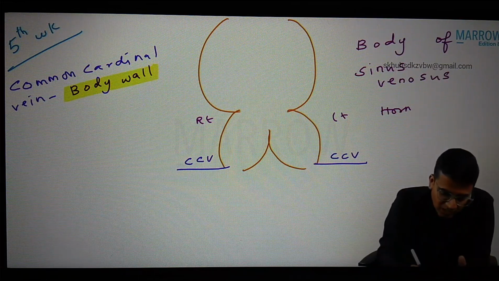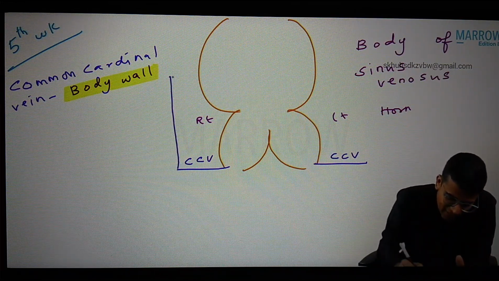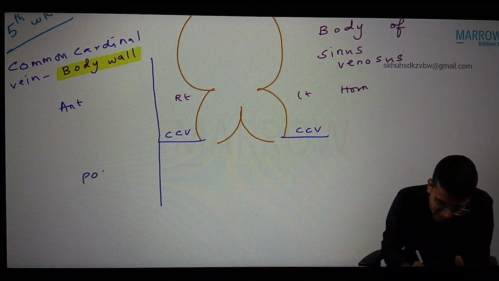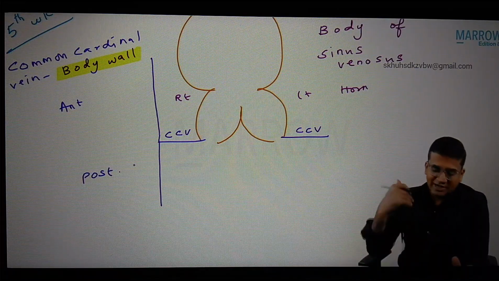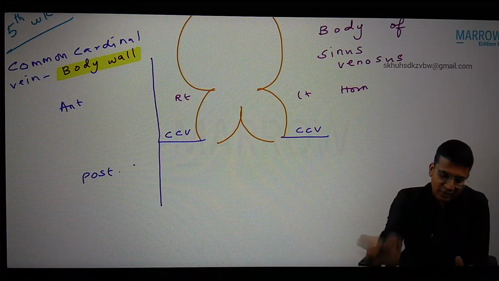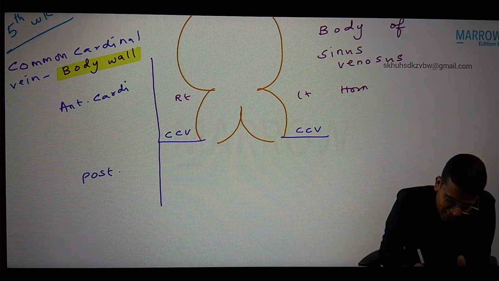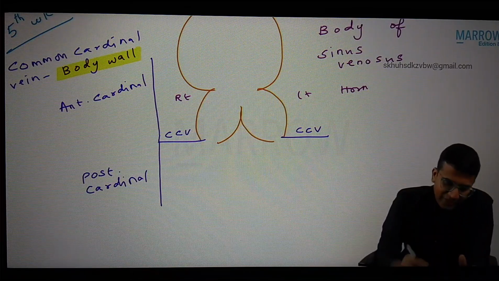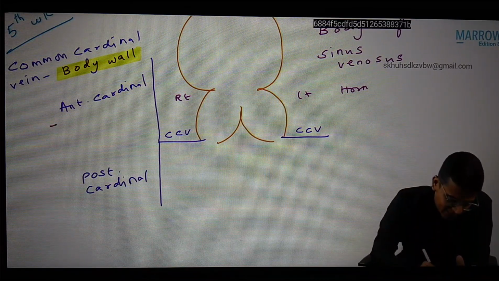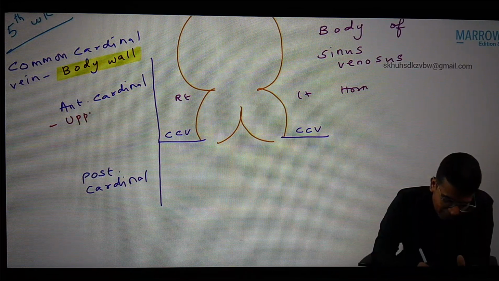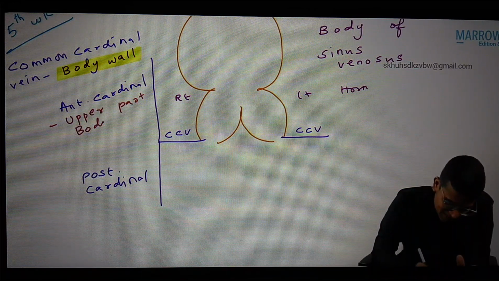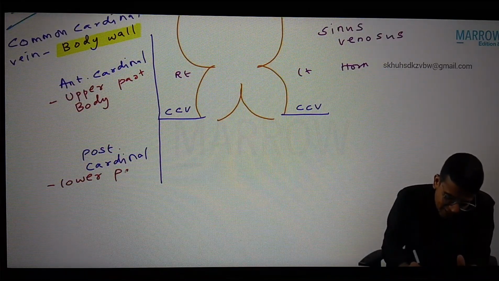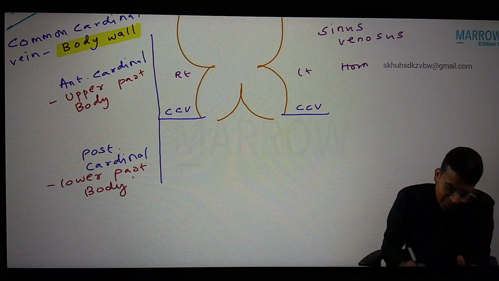Okay. So now the common cardinal vein divides into anterior cardinal vein and posterior cardinal vein. So right side common cardinal vein, right anterior cardinal vein, right side posterior cardinal vein. Anterior cardinal vein carries the blood from the upper part of the body. Posterior cardinal vein carries the blood from the lower part of the body.